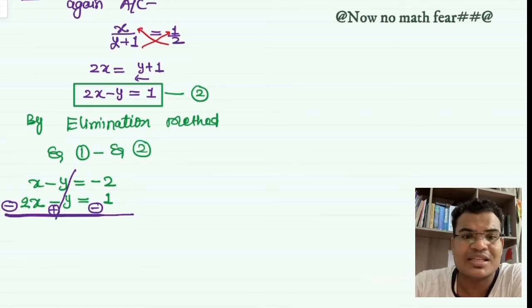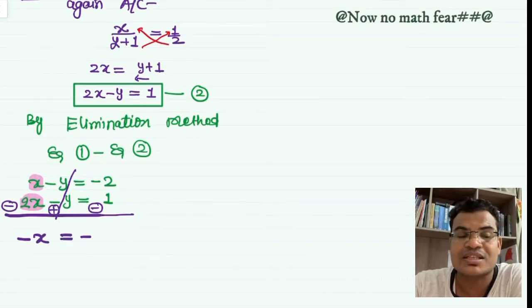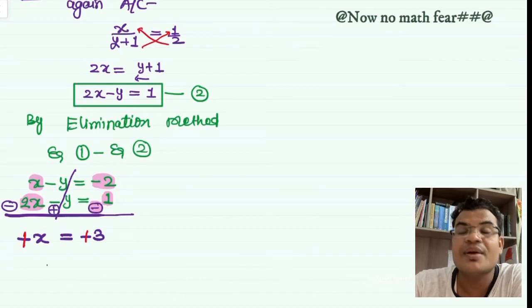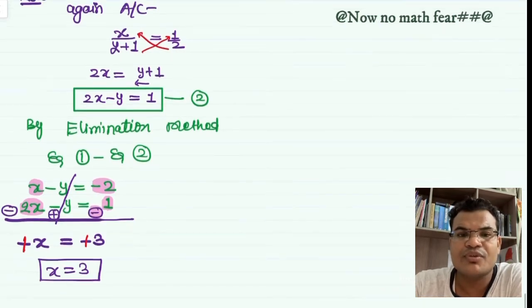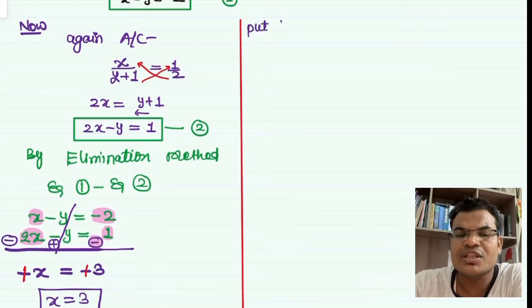So minus sign here, and this is also minus 1. Minus y and plus y will cancel. So x is positive and 2x is negative, so we get minus x, because 2x minus x is x, but it will be negative. And minus 2 and minus 1 will be minus 3. So minus x is equal to minus 3. The minus sign will be cancelled here, so x will be 3. So basically the numerator is 3. For the denominator, we go to the second step: putting this value of x equals 3 in equation number 1, we get the value in terms of y.